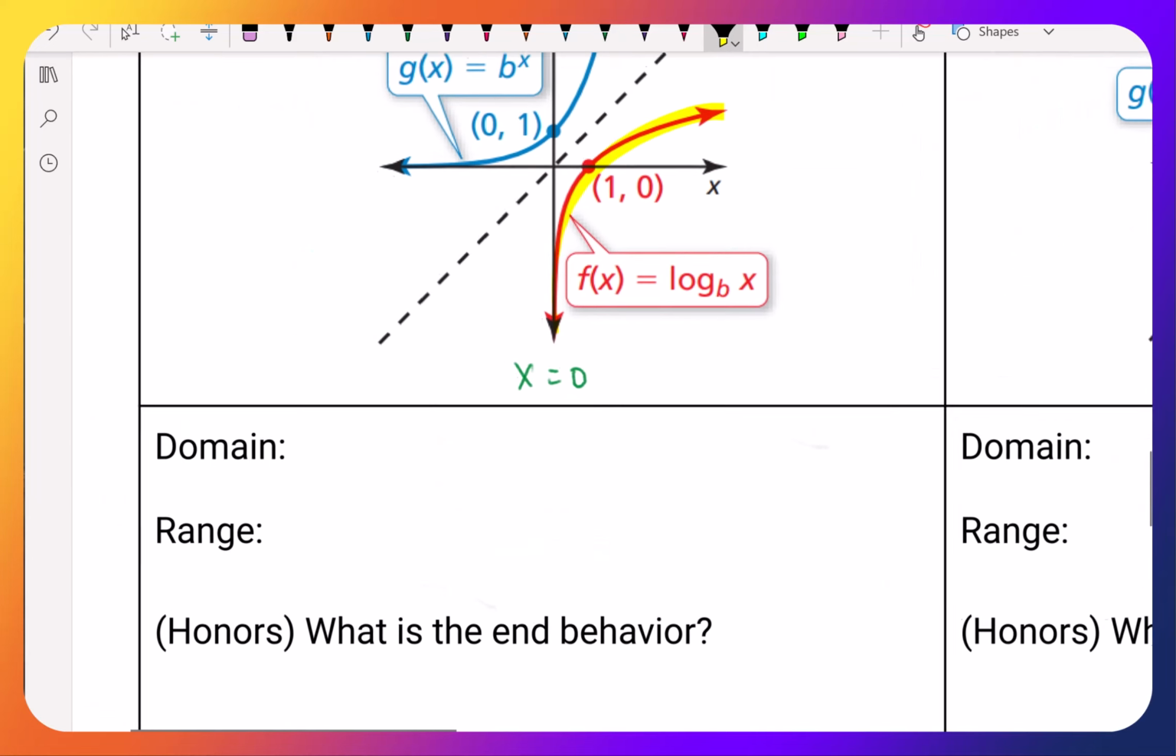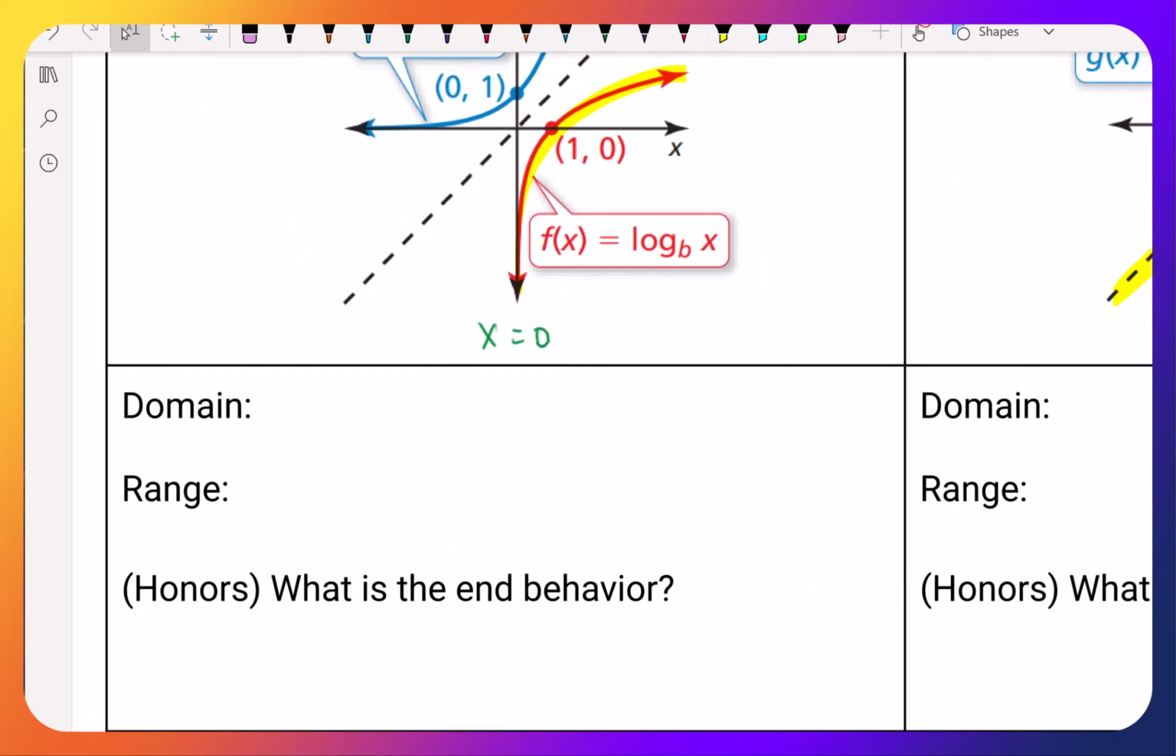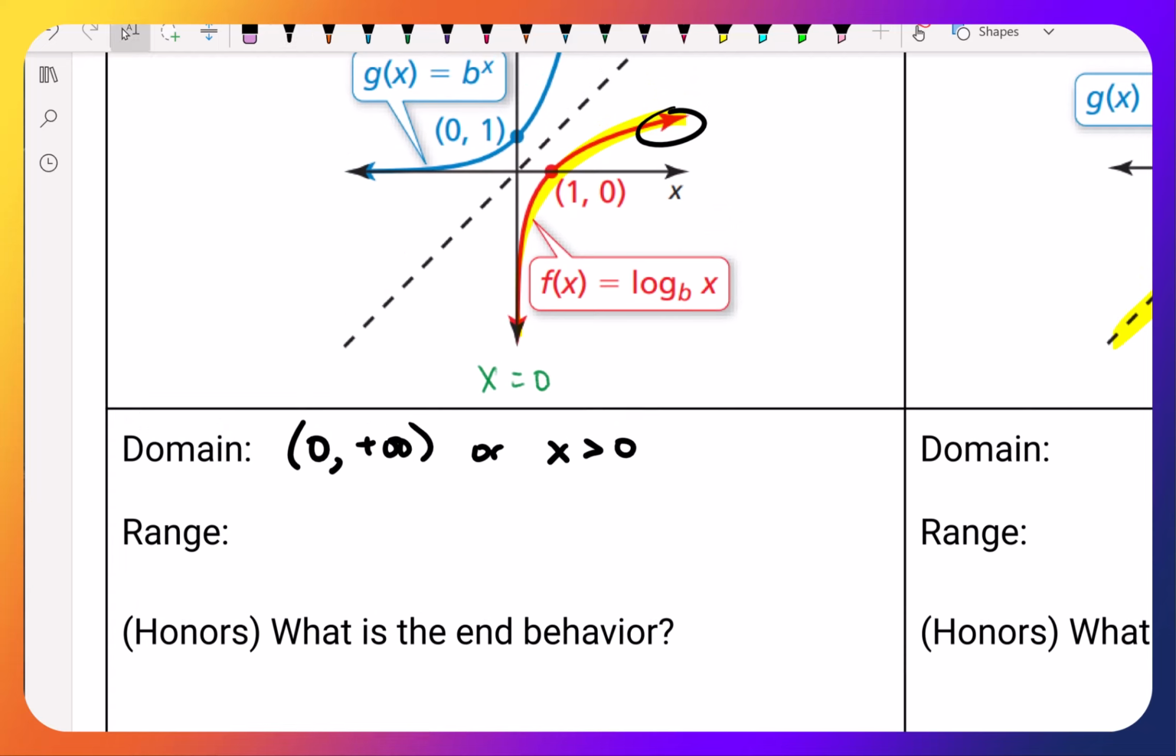What is the domain of that red line? Now it gets closer to 0, but it doesn't touch it. So that means it's got a boundary at 0, but it doesn't touch. So you have to use parentheses. And then it goes all the way to positive infinity. It keeps getting bigger and bigger and bigger. So that's one way to write it. Or you can just simply say that x is always bigger than 0. That's your domain.